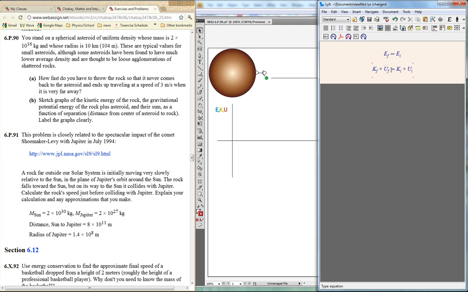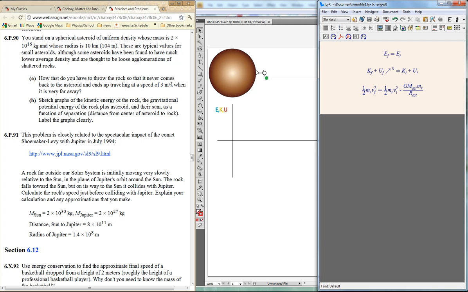And at this point, it's always a good idea to consider which of these terms might be zero, because that makes things a little bit easier. K final is definitely not zero, because it says it's supposed to have 3 meters per second in the final state. U final, well, it's at infinity, so U final is zero. So we don't need to consider that. It does have an initial kinetic energy, because it leaves your hand at some speed, so that's not zero. And U initial is also not zero because it's close to the asteroid in the initial case. And we just have to solve this.